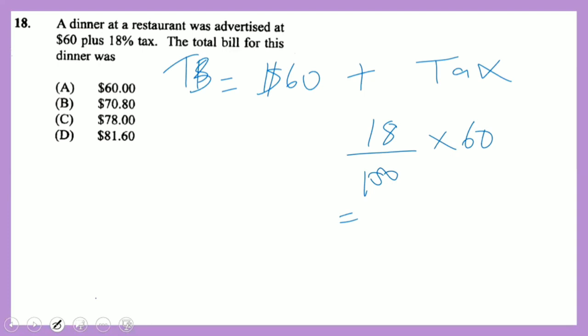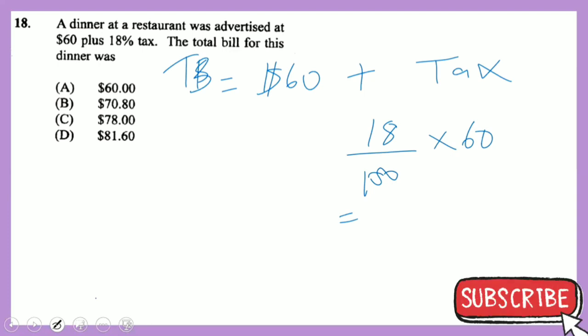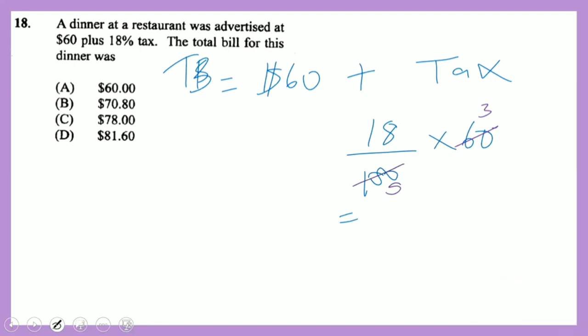All right, here we go. Let's divide both 60 and 100 by 20. So now we have 3 divided by 5. You can either divide 18 by 5 first and then multiply your answer by 3, or multiply 18 by 3 and divide that by 5. In this case, you would have gotten 10 and 4/5, which is the same as 10.8.